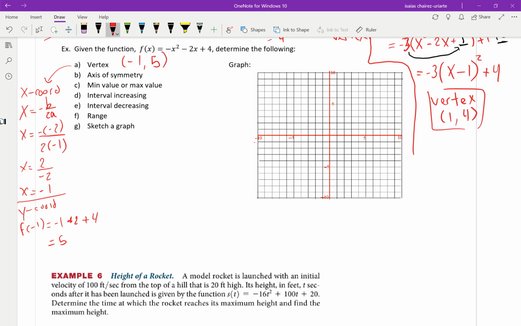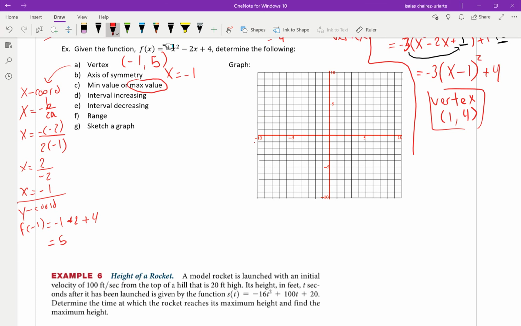What's the axis of symmetry? Once you have the vertex, the axis of symmetry is easy. The axis of symmetry is just going to be x equals negative 1. It's just x equals the x-coordinate of the vertex. Am I dealing with a minimum value or a maximum value right now? Well, how do I determine that? I look at whatever number is in front of the x squared part. In this case, the number is negative 1. Since it's negative, that means that my parabola opens downward. So the vertex is going to be a maximum value.